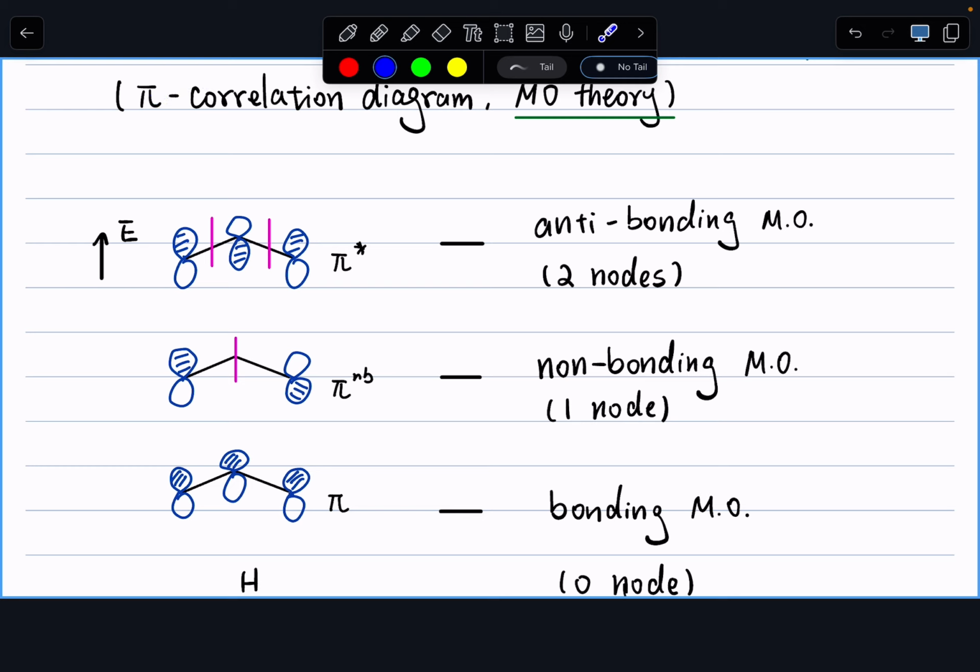All right, so how many p atomic orbitals do we have? We have 3, for 3 carbons. So consequently, we get 3 molecular orbitals. We start from 3 atomic orbitals, and we end up with 3 molecular orbitals.